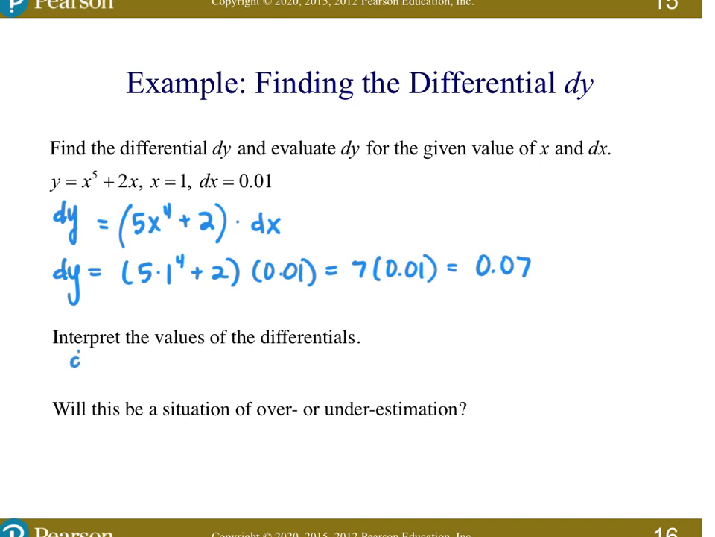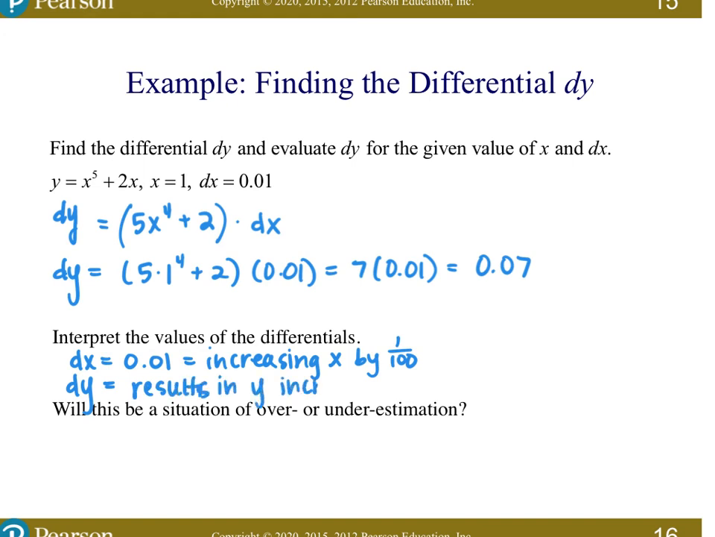So dx being 0.01, the interpretation is increasing x by 1/100th results in y increasing by 7/100ths. Now, again, just want to clarify, that doesn't mean that the value of y is 7/100ths. It means the value of y will be changed by 7/100ths.